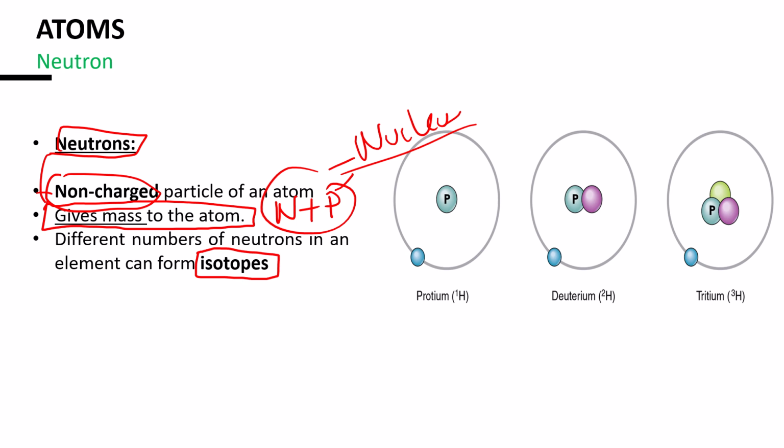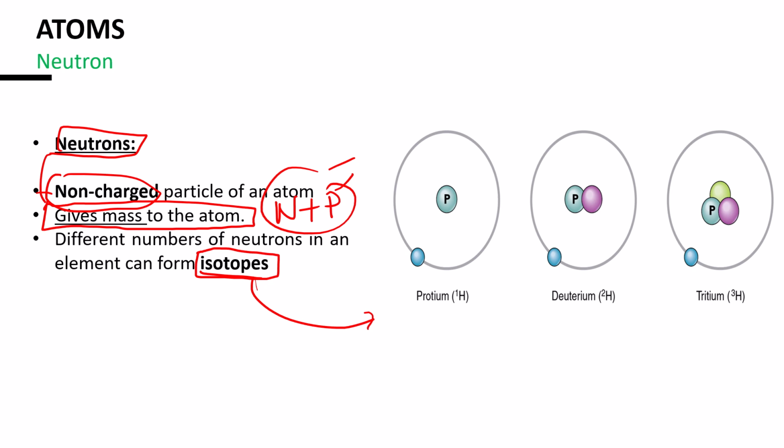This is what we call isotopes. So to illustrate that, let's just look at this picture. This is a representation of the atom hydrogen in the planetary model. You can see here, this is the nucleus. And I added a P in each one to illustrate that the P represents a proton.